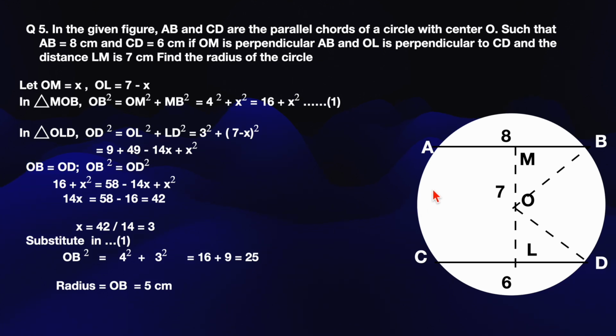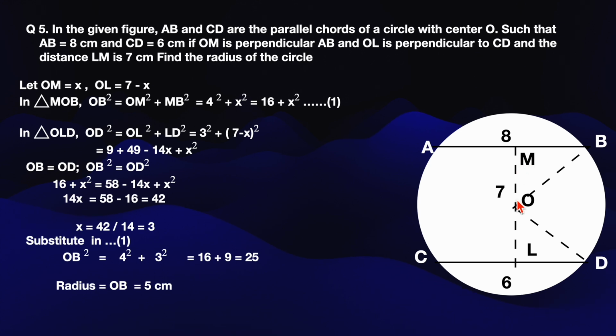So, okay. So these are two parallel chords. The length of this chord is 8 cm. The length of this chord is 6 cm. This is a perpendicular. They are asking us to find the radius of the circle. This is the radius. OB is the radius. Okay. So this distance between the two chords is 7.